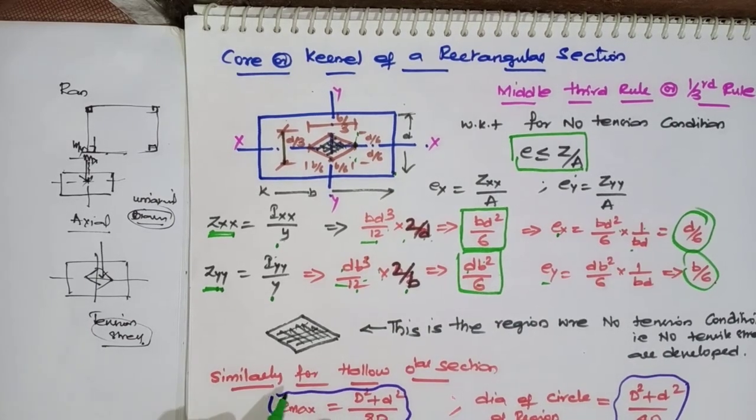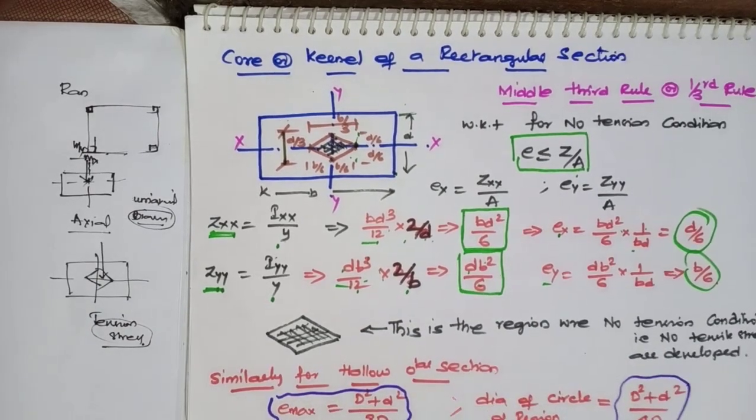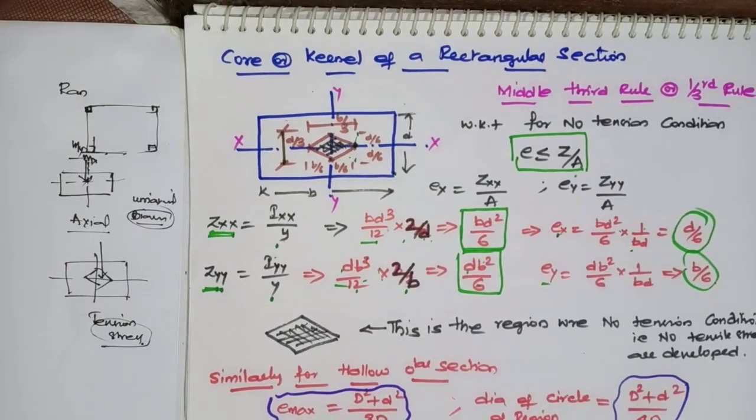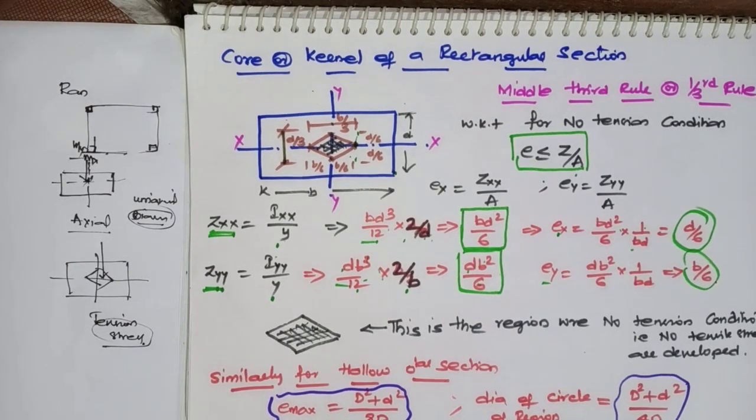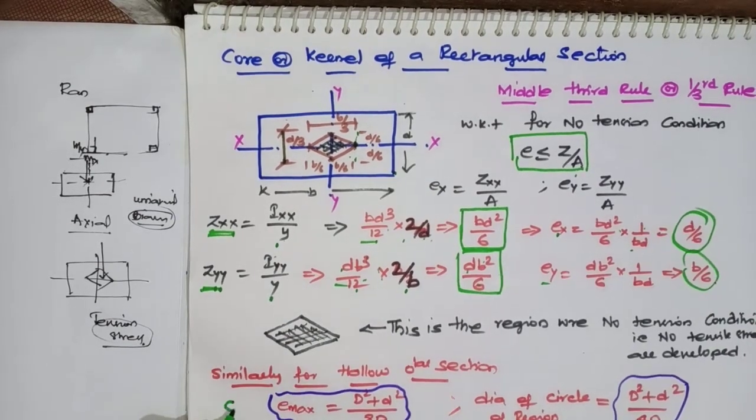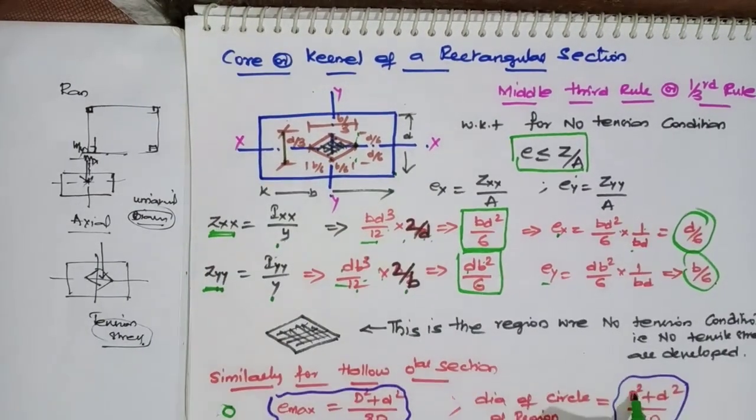Okay, similarly if you calculate the core or kernel for a hollow circular section, using the same concept as for the circular section, you will get the diameter of this region as D square plus d square by 4D.